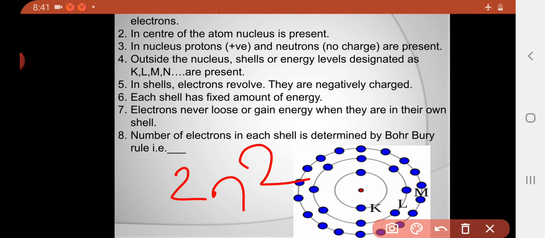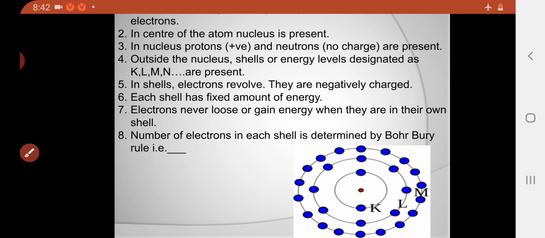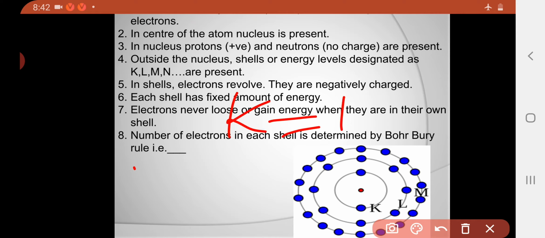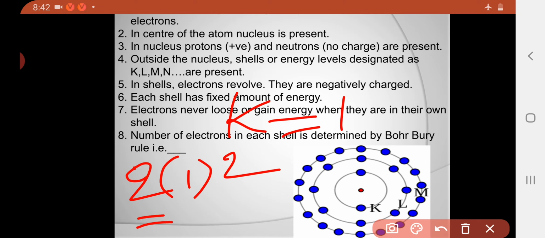For example, K is called the first shell. If K is the first shell, then put its value in n. So 1 squared is 1, and 2 times 1 is 2. So how many electrons will be there in the first shell? There will be 2 electrons, right?